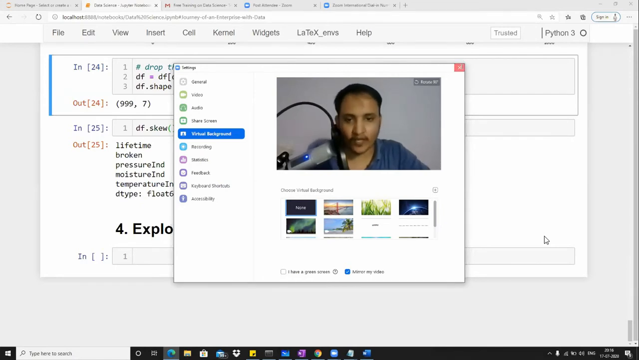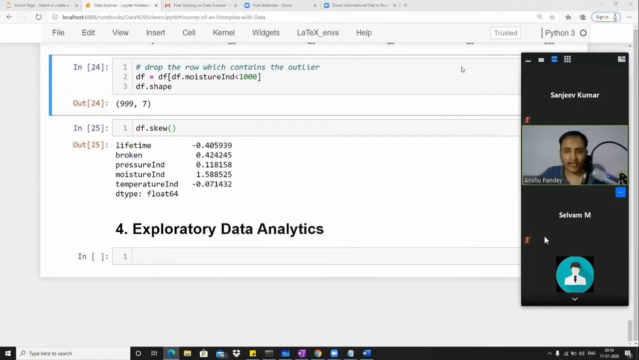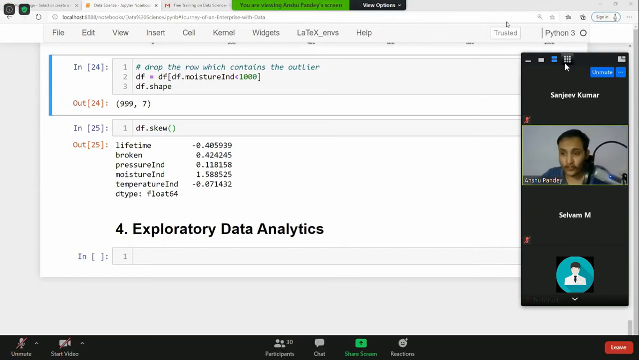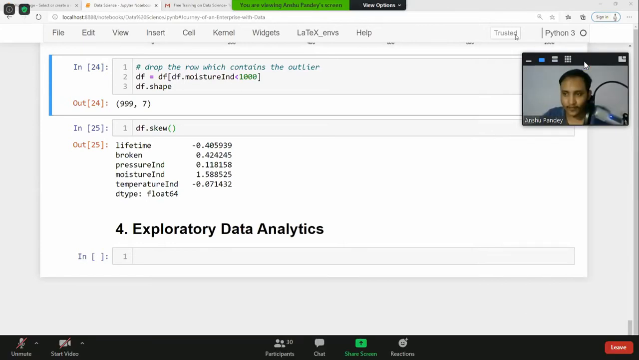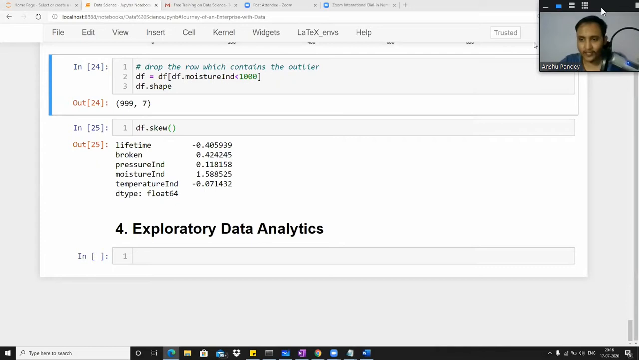Okay, so let's go ahead and begin with the session today. This is day 2 of the workshop that we started yesterday, and today we are going to be completing the project which we started yesterday.